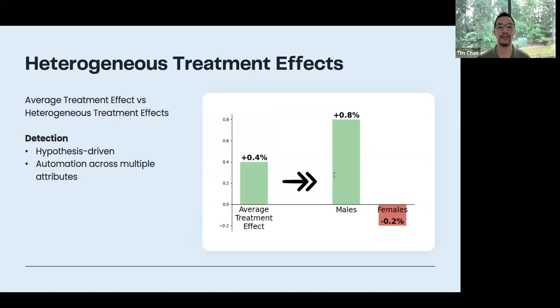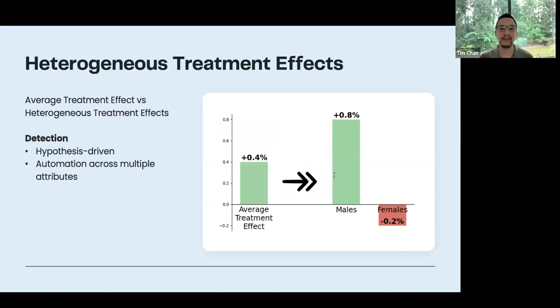Next up is heterogeneous treatment effects. In A/B testing, we measure the average treatment effect, but we know there's no such thing as the average user. A major software company shared with me a story about how they ran a sign-up flow test, and it generated a small uplift of, say, 0.4%. It was actually testing dark mode.